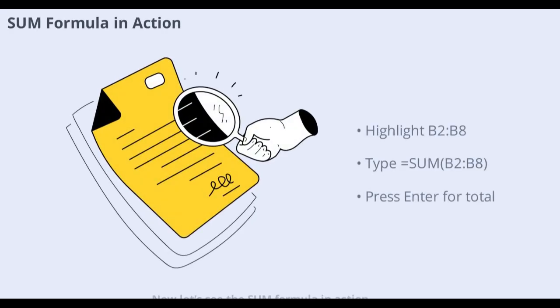Now let's see the sum formula in action. Watch as we highlight the range B2 to B8 and enter the formula in cell B9. Notice how Excel automatically suggests the range when you start typing =SUM. After pressing enter, the total sales value appears in B9. This is a quick and efficient way to add up numbers, especially useful for financial data, inventory counts, or any scenario where you need a total.